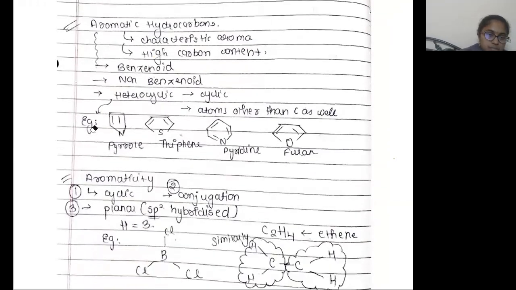So the anti-form is the most stable form, and lesser than that is the gauche form, or the staggered form. Lesser than that is the partially eclipsed, and the least stable is the fully eclipsed form. So we are also done with conformational isomers, and now we start with aromatic hydrocarbons.